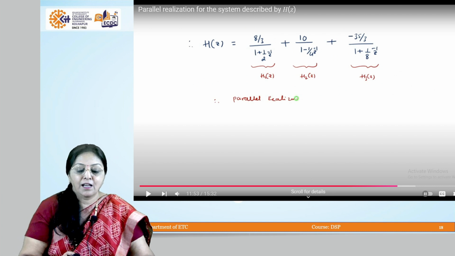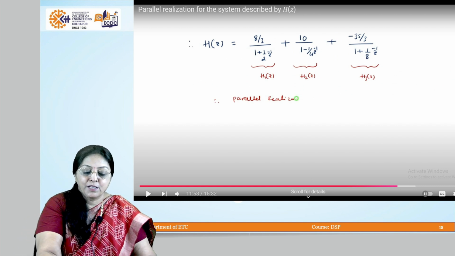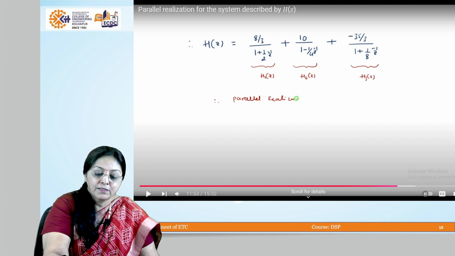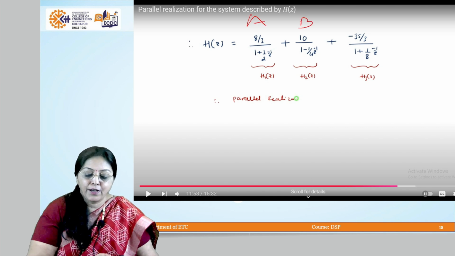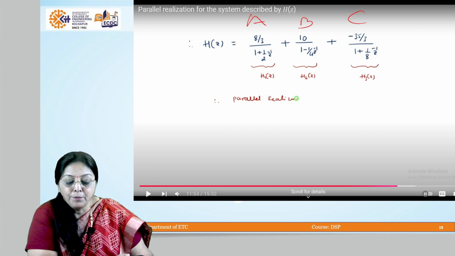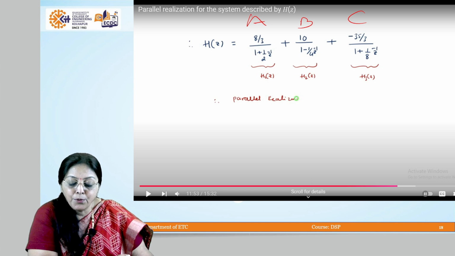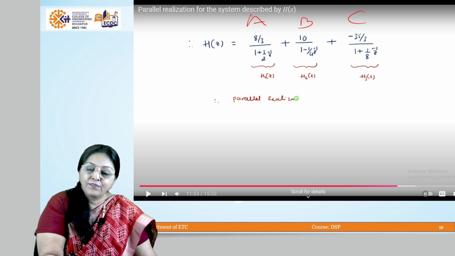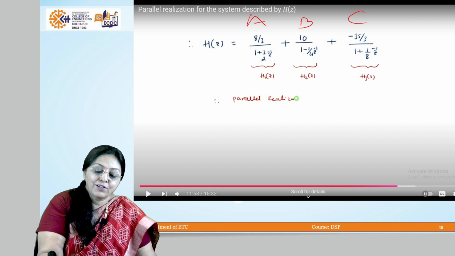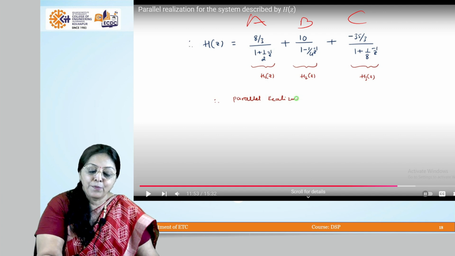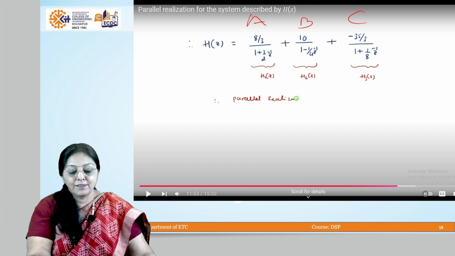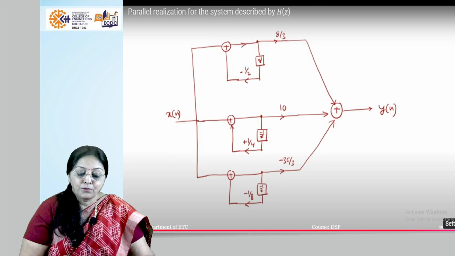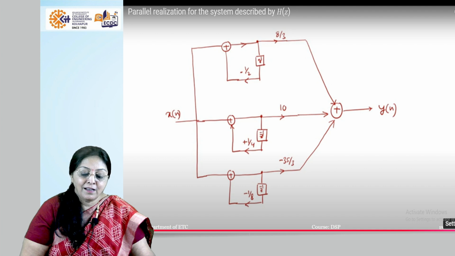Just observe this, I did the calculation. This is the A value, this is the B value and this is the C value: A equal to 8/3, B equal to 10 and C equal to minus 35/3. There are 3 factors in the denominator. We are going to simplify the direct equation H(z) for the parallel realization H1(z), H2(z) and H3(z).